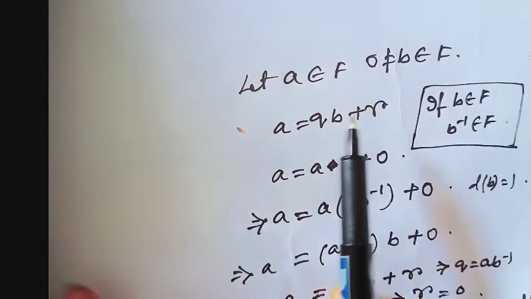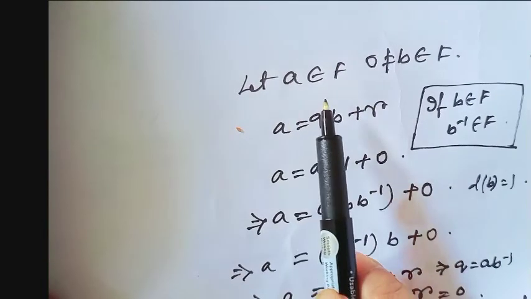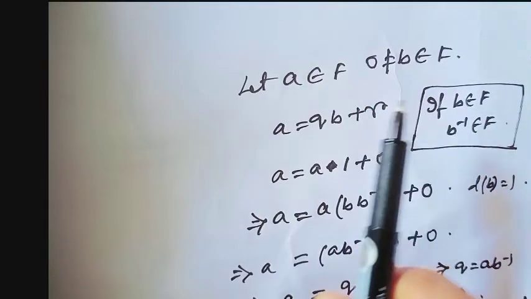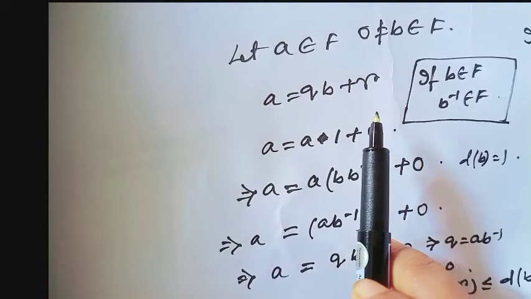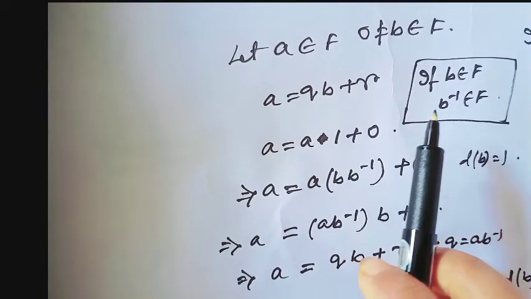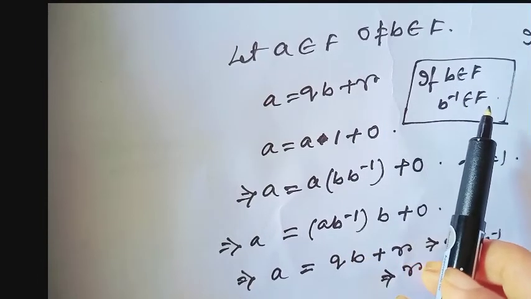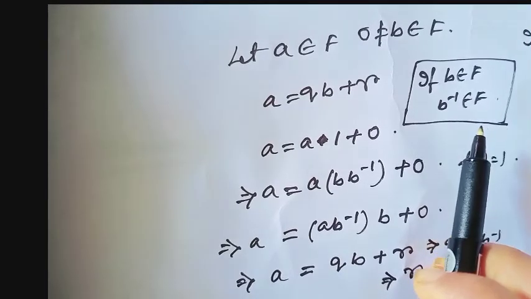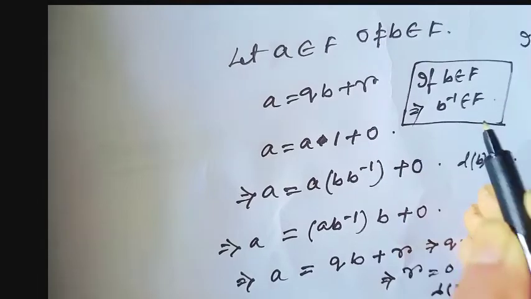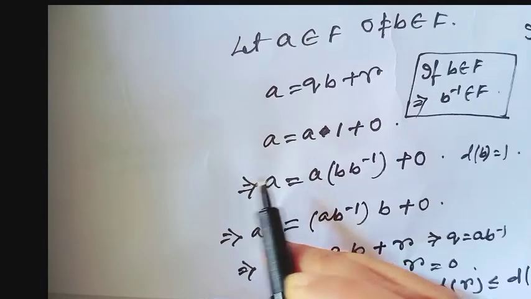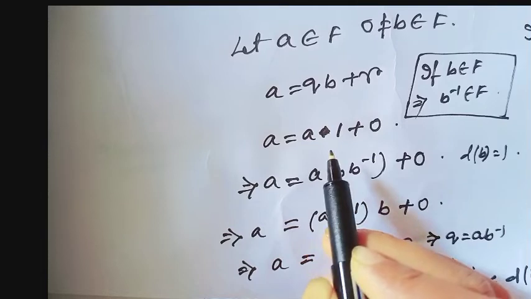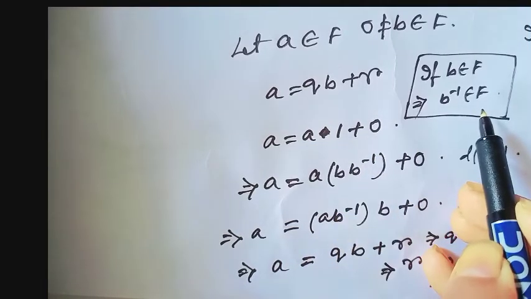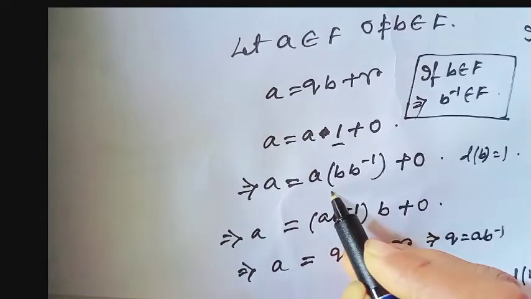Now condition 2. Consider an arbitrary element A in the field F. Then consider a non-zero element B in the field F. Now consider A equal to QB plus R. Since B belongs to the field F, and in a field every non-zero element has a multiplicative inverse, obviously B inverse belongs to the field. And we can write A as A times 1 plus 0. Since B inverse belongs to this field, 1 equals B times B inverse.